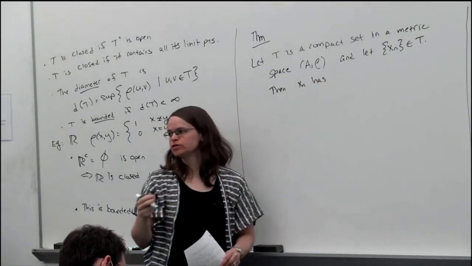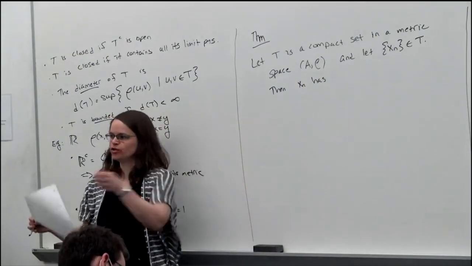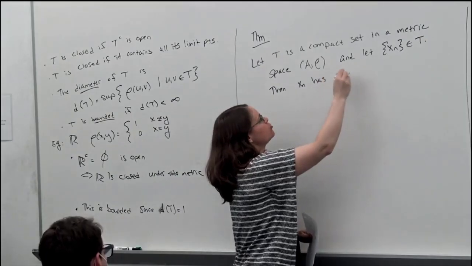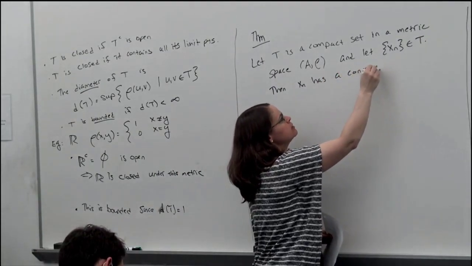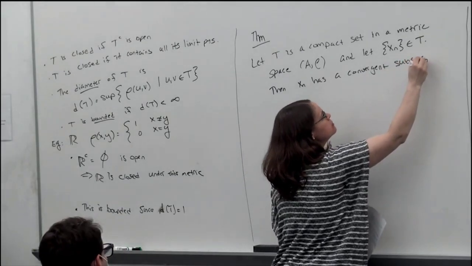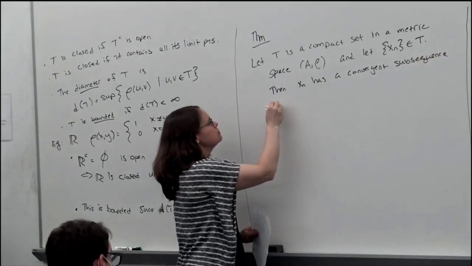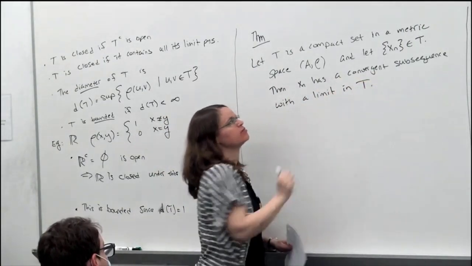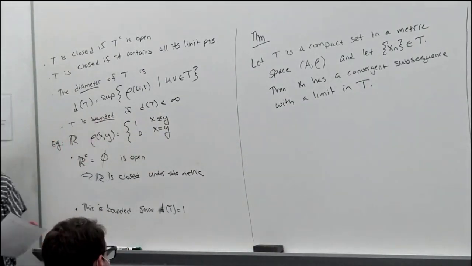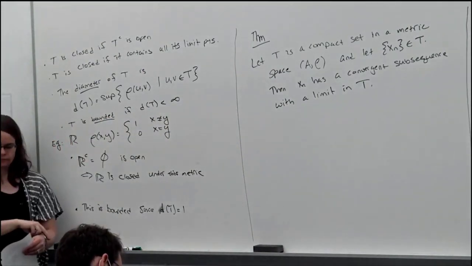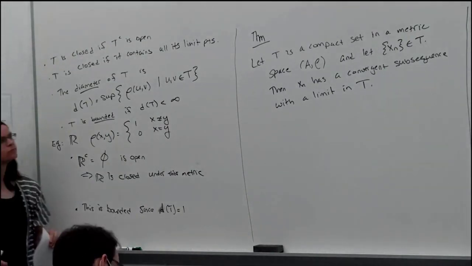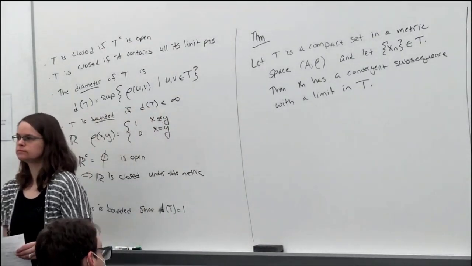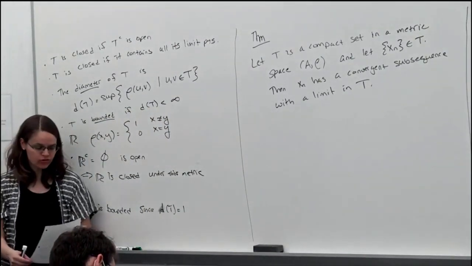x_n itself may not converge. A general sequence doesn't have to converge, of course. It can just bounce back and forth between two things and never converge. But we can always extract a convergent subsequence. And the limit, again, lives in our compact set. Okay, so let's try to prove this.